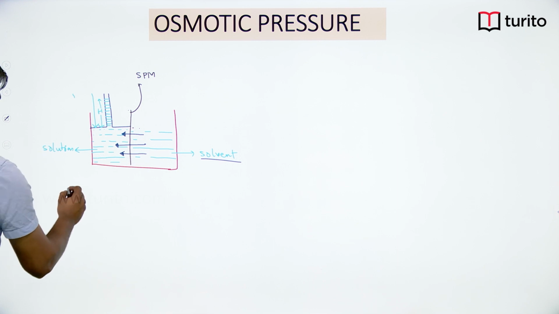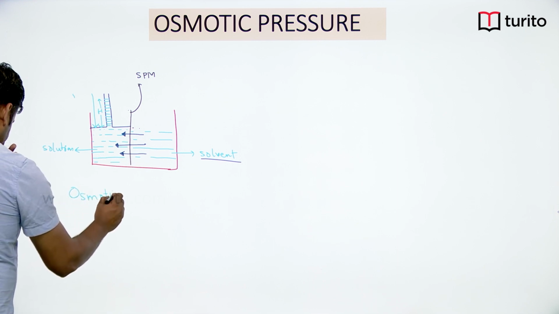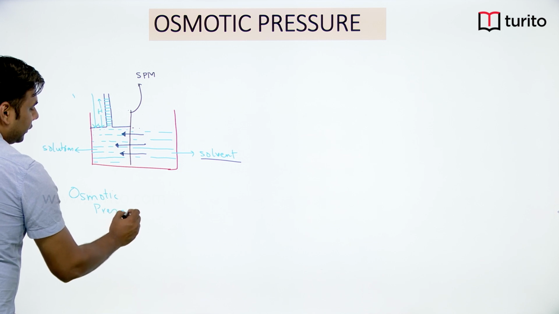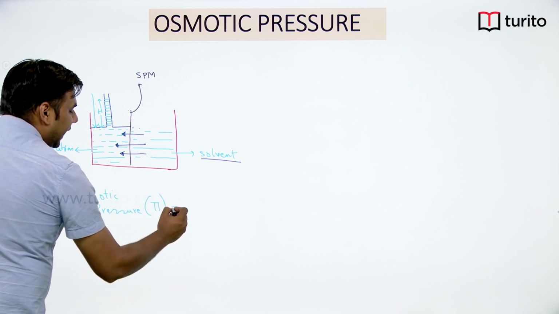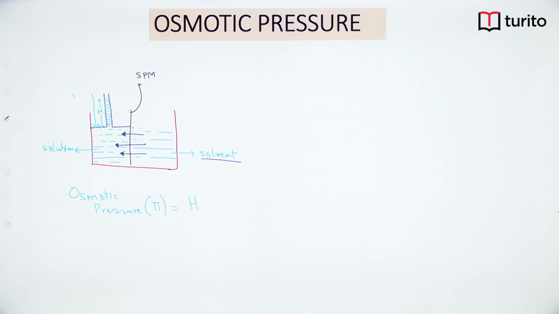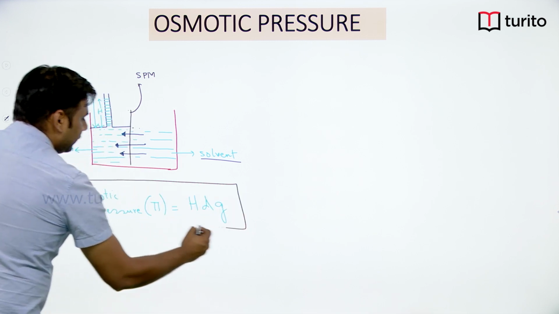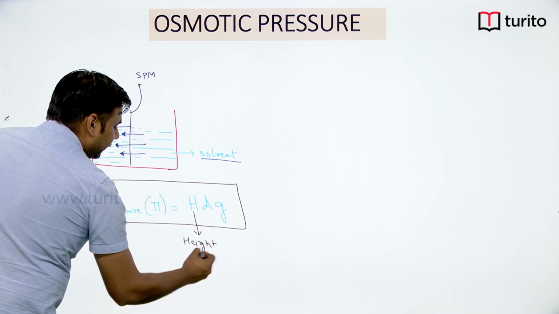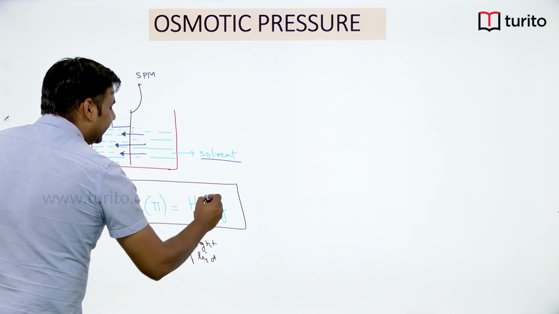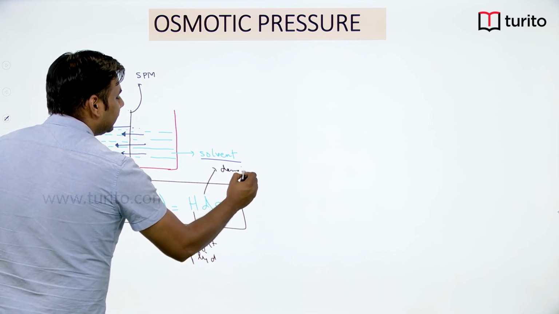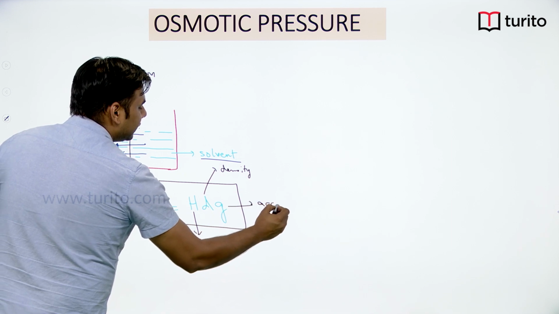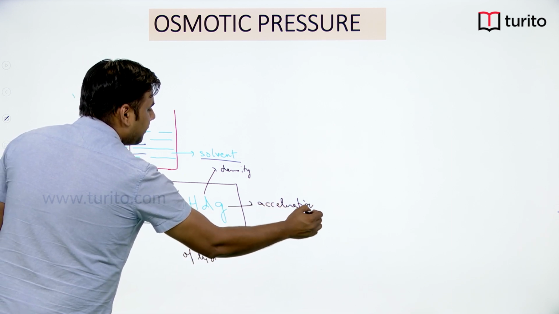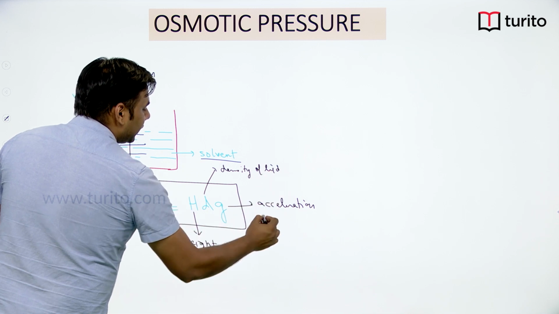Okay, so osmotic pressure is basically represented by pi. So we can write osmotic pressure as h, which is the height of the liquid, d, which is the density of the liquid, into g. g is the gravity. So this is the hydrostatic pressure that is developed over the solution. So h is the height of the liquid, d is the density of the liquid, and g is the acceleration due to gravity.